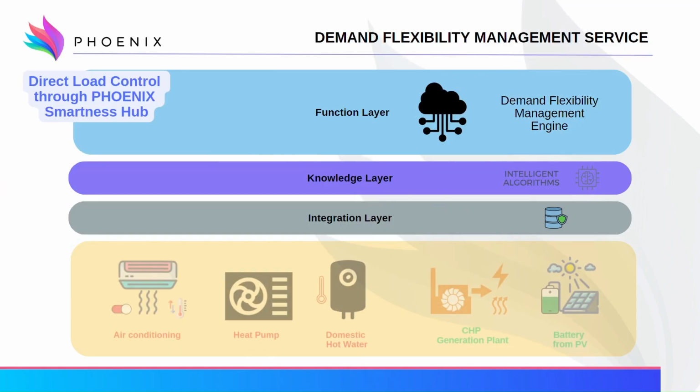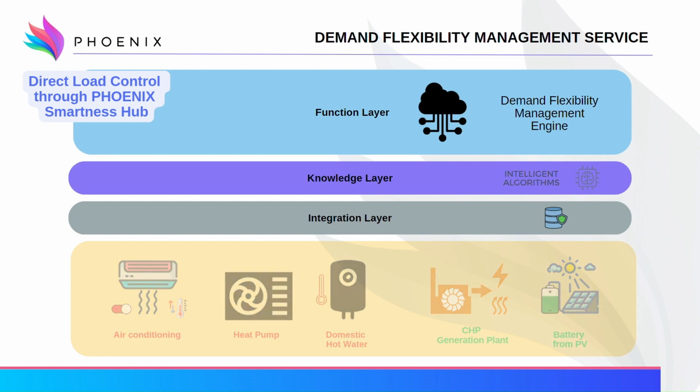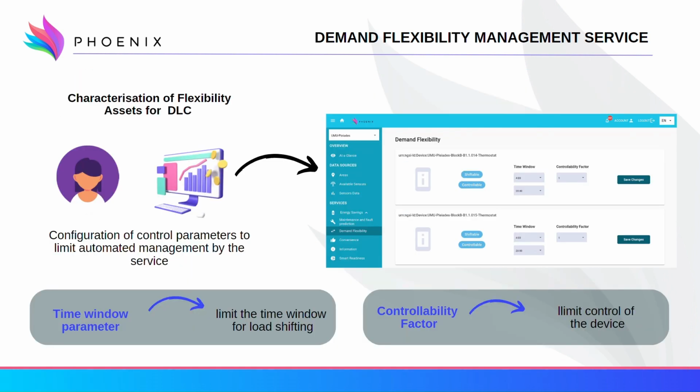Direct load control through Phoenix Smartness Hub. Thanks to the actuation devices integrated in the platform, the Demand Flexibility Management Service can intelligently control its operation to reduce demand at specific periods. This may involve shutting down the device or reducing the set point. End consumers can participate in demand response events in an automated way. Users have the option to set a flexibility setting for their actuator devices, specifying a control limit based on a factor or a time window within which time shifting can be made to the operation of the device.